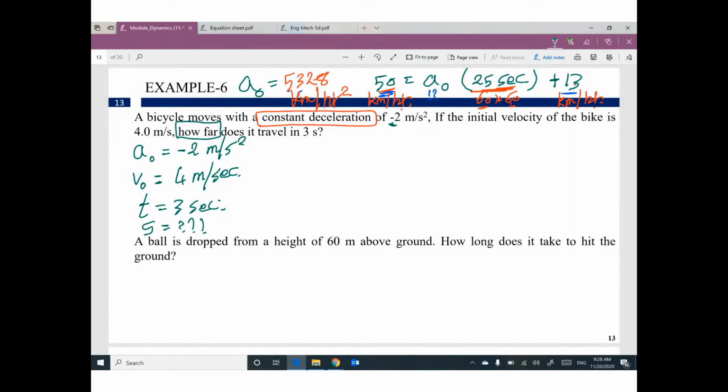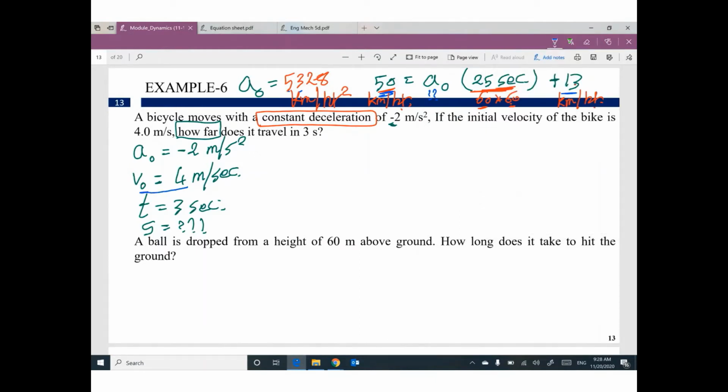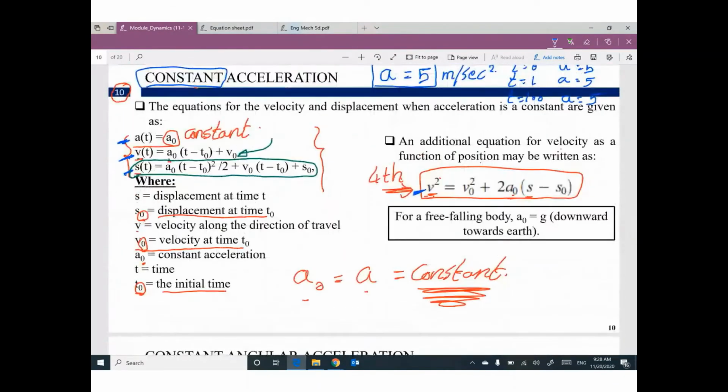Did the problem tell you anything related to initial time? No. So, initial velocity is 4. Initial time is zero at the beginning. The final time is 3. We are talking about constant acceleration. So, we need an equation in these terms: acceleration, velocity, time, and position. So we need to go back to this equation. I will use this one.